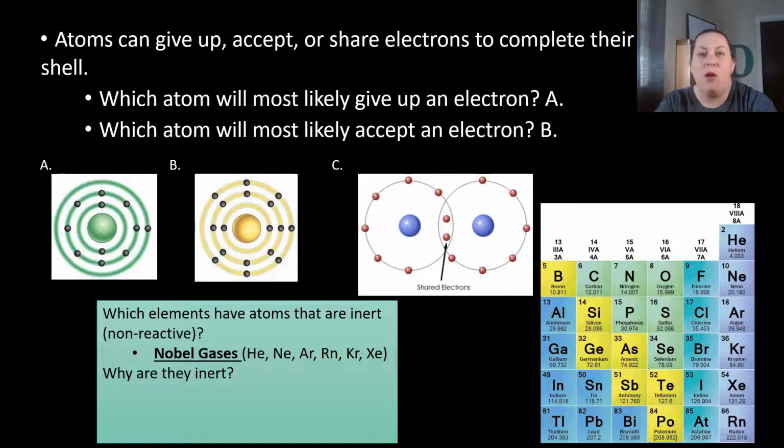Okay. Now, why are they considered inert, meaning they don't react? Well, they have a complete outer shell. They already have all the electrons they need, so they do not have to react with anything else.